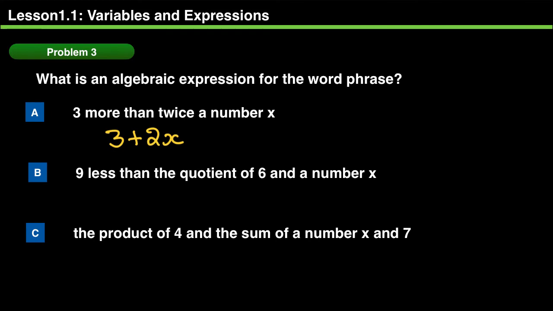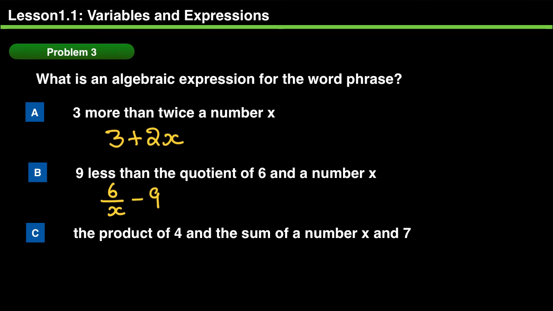Let's look at B. 9 less than the quotient of 6 and a number x. Less than means minus, quotient is division. So 9 less than the quotient of 6 and a number x. How will you write down the quotient of 6 and a number x? It's going to be 6 divided by x. And 9 is less than this, so minus 9. Great. Let's move on to C.